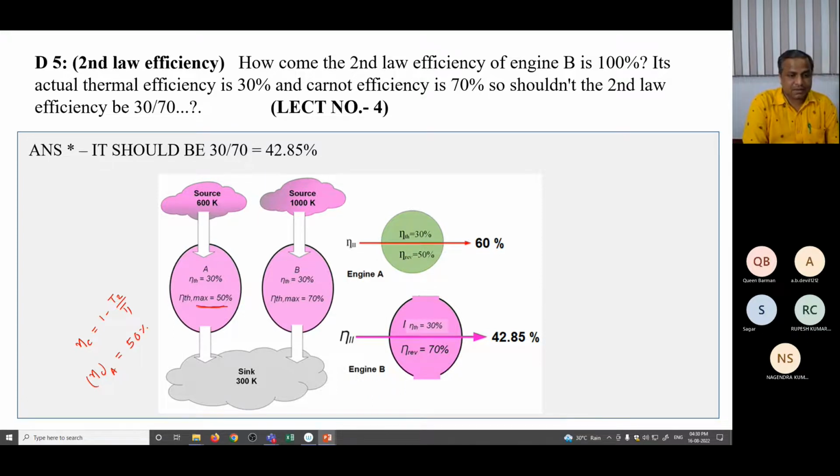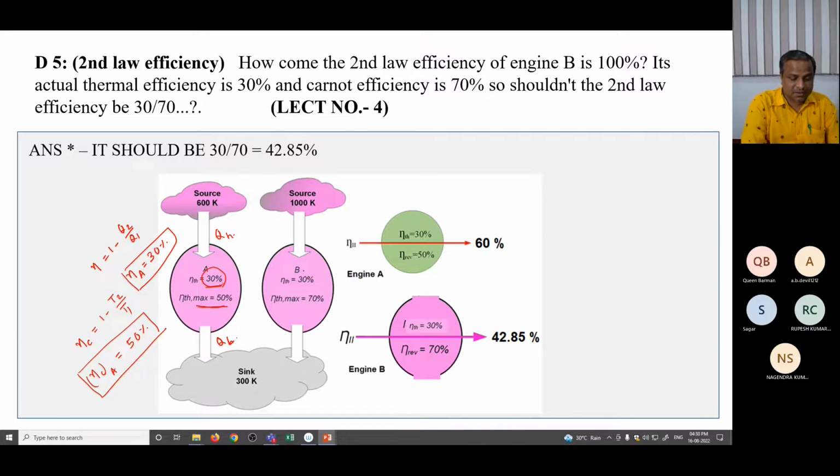But actually, the theoretical engine efficiency is based on how much QH is supplied and how much QL is rejected. In theory, the engine efficiency is calculated as eta equals 1 minus Q2 by Q1. In this case, it was given that eta for engine A is 30%. So you can see that engine A has an actual efficiency of 30% with a Carnot efficiency of 50%.